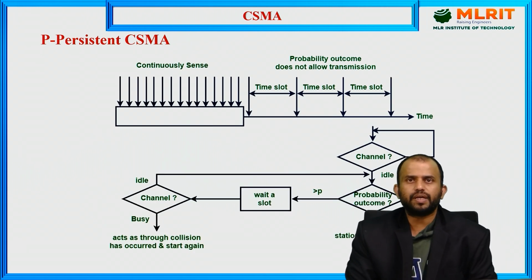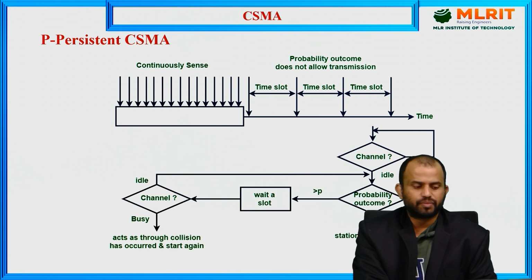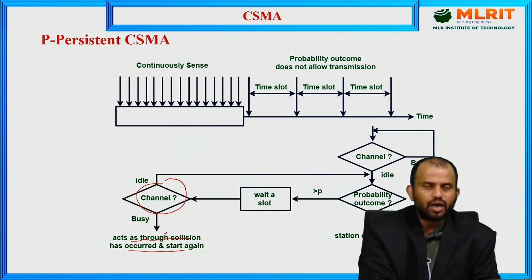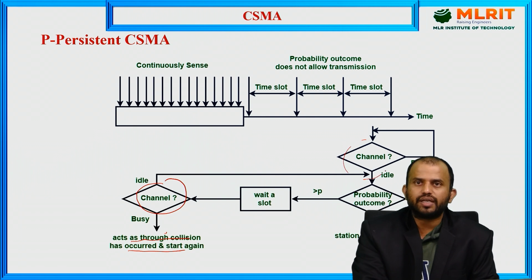And the persistent CSMA mechanism. When you see the persistent CSMA mechanism, if the channel is in busy state, it acts through the collision which occurred and starts the process again. When the channel is in idle mode, the probability time outcome is less than or equal to the probability of time value.